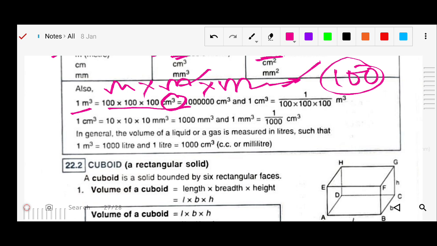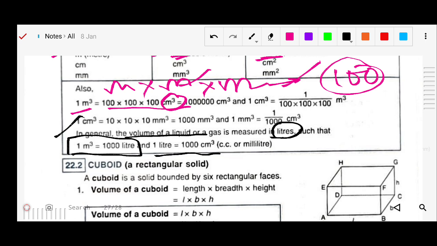But we have to keep in mind that the volume of liquid or gas is generally measured in liters. There is a relationship between the meter cube and the liter: 1 meter cube is equal to 1000 liters, and 1 liter is equal to 1000 centimeter cube. You have to learn this and keep it in mind.